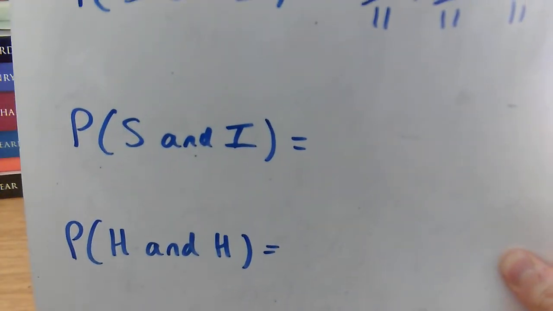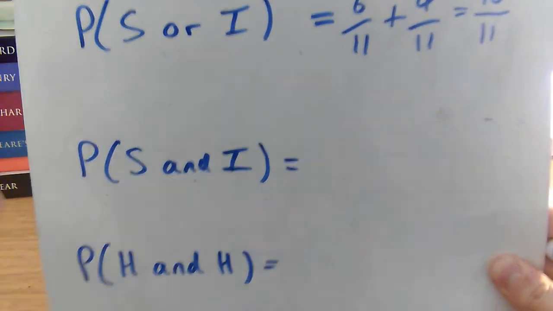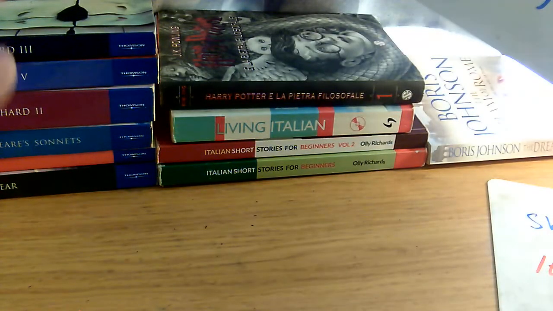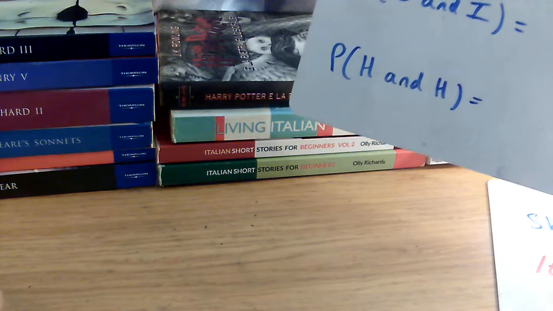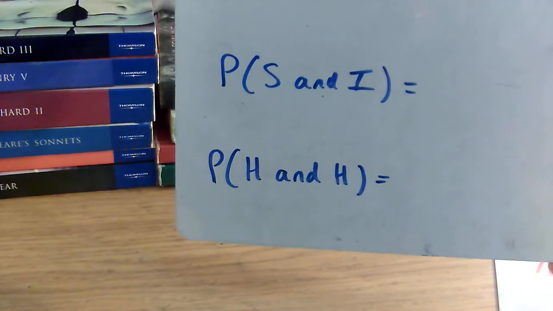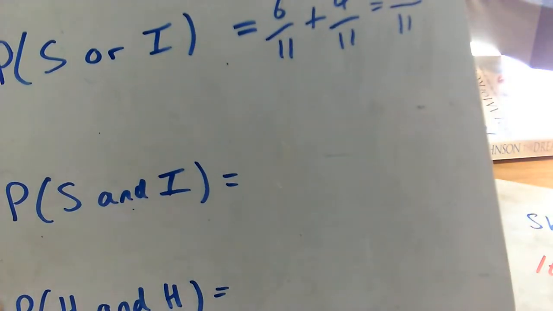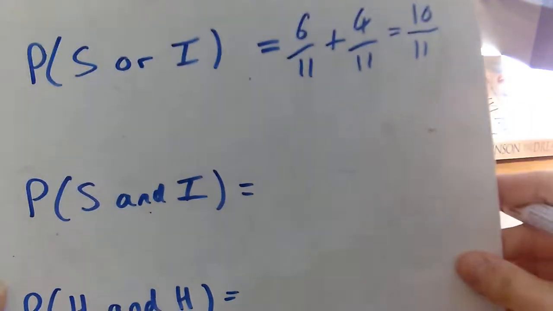Probability of choosing Shakespeare and Italian. Right, so in this situation I'm talking about choosing one book to read today and then the next day coming back and choosing another one. So these are 2 consecutive events. Now we're going to use the AND rule, so we're going to multiply two probabilities here, but this is an example of when the events are not independent.